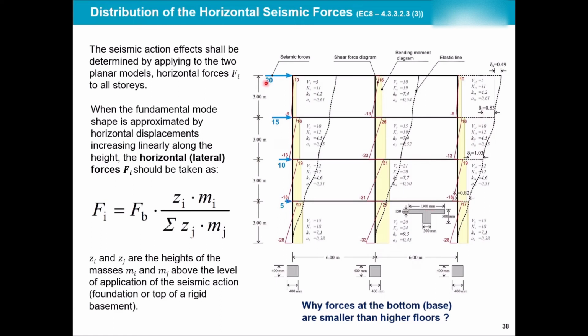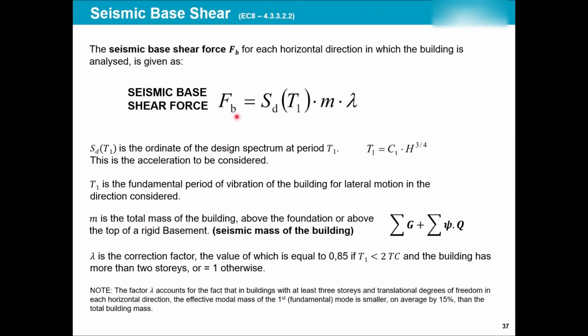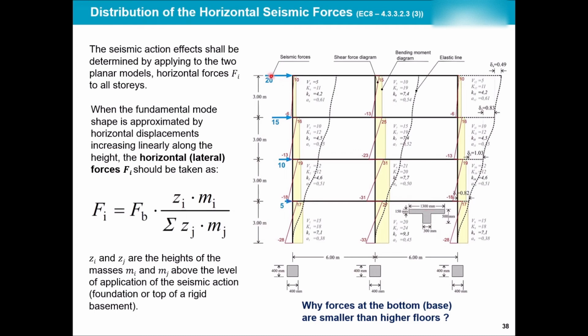Now, the question is, why do you think the top floors get higher seismic force while the lower floors get lower seismic force? This Fi is these blue ones, which is coming from the total base shear that we just calculated. This Fb is this. And then we just divided it into different floors. So floor 1, floor 2, floor 3. Why do you think the forces at the bottom are smaller than the higher floors?